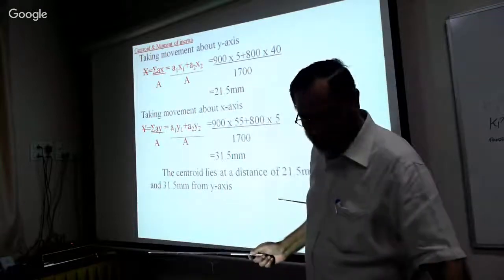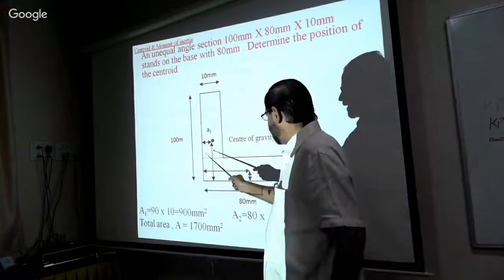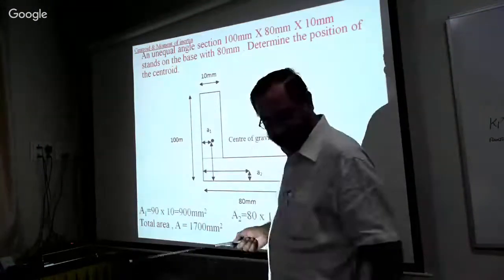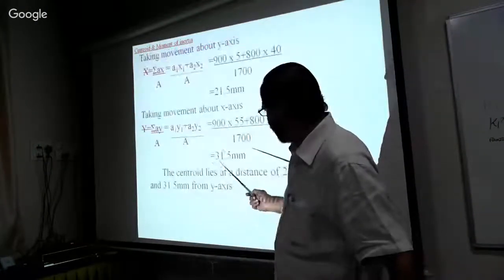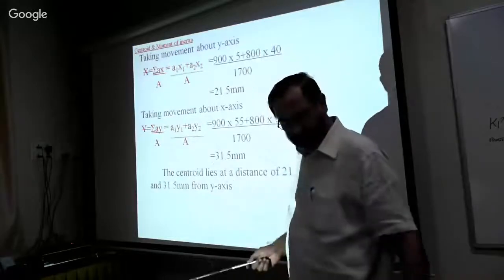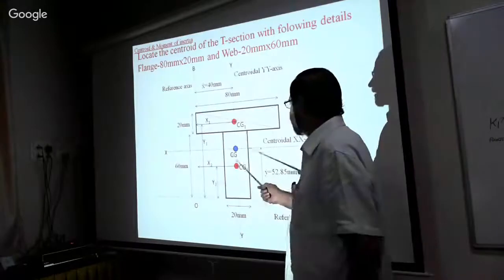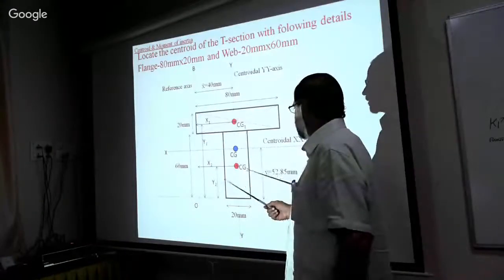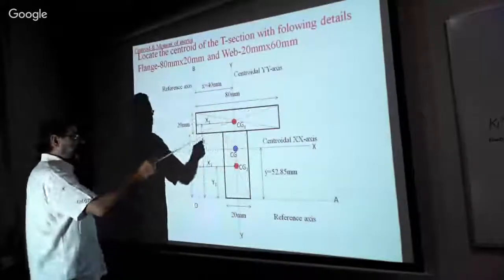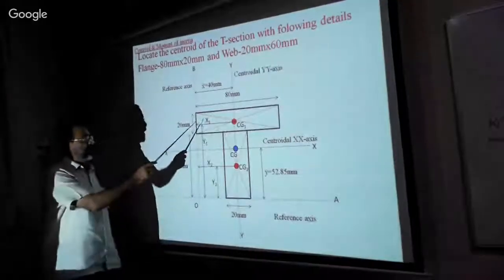Now x bar means that is in the x direction. This is the x bar and this is the y bar. Now like this we can calculate the centroid for these sections. And similarly, see for a T section. Again, you divide the section into two regular sections.